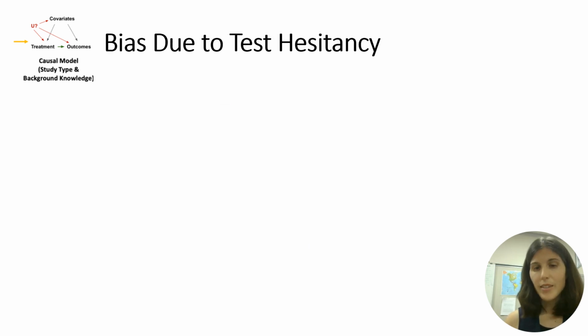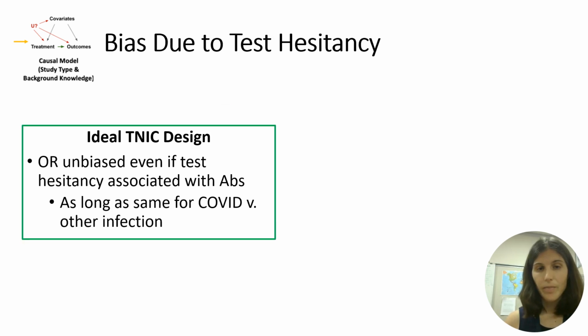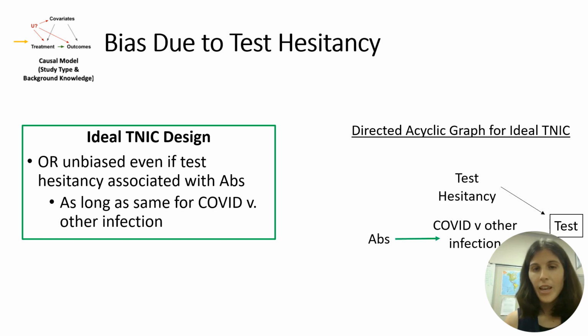Now, how does test hesitancy impact our test negative design? In the ideal test negative design, the odds ratio is unbiased even if test hesitancy is associated with antibody levels, as long as test hesitancy is the same for those who get COVID versus other infections. And again, I'm going to explain what I mean by these potential concerns or lack of concern using a directed acyclic graph. Now we are again interested in antibodies and their association with COVID versus other infections in this case.